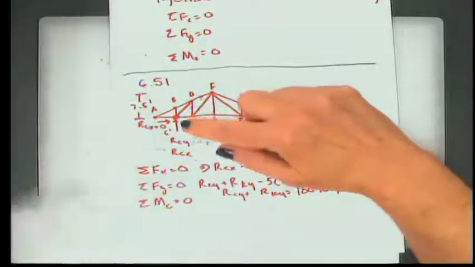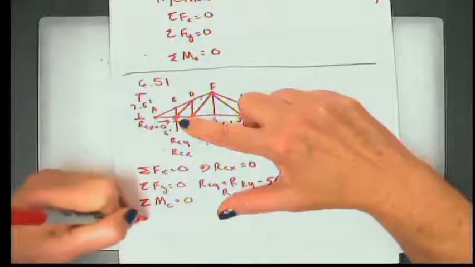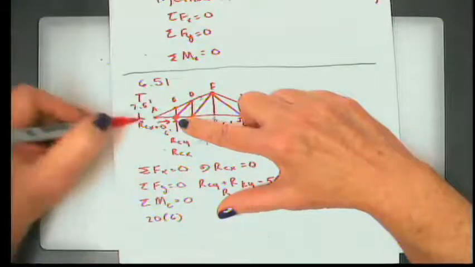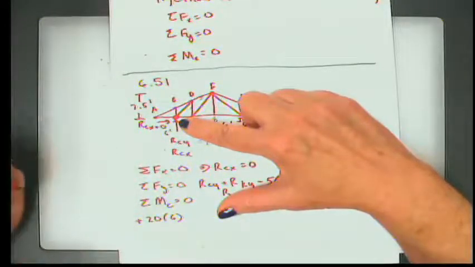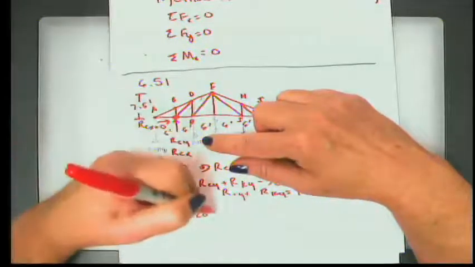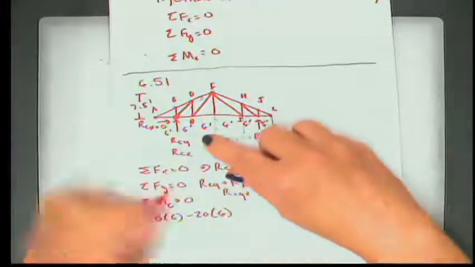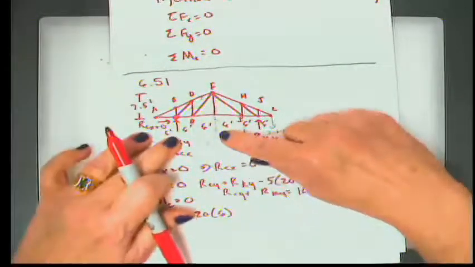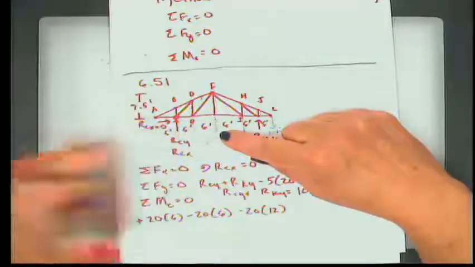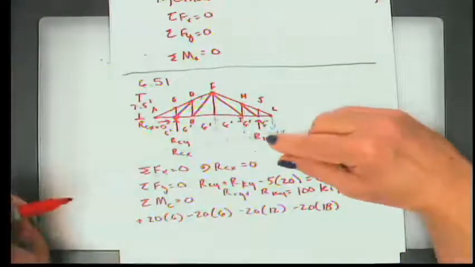All right, so pretending like I've got a pin here at C, this 20 kip force at A is acting 6 feet away, and the rotation is counterclockwise, so that's positive. This 20 kip force is also acting 6 feet away, but its direction is clockwise, therefore negative. This 20 kips is acting 12 feet away. It's clockwise, so it's negative. This 20 kip force is acting 18 feet away, also negative.